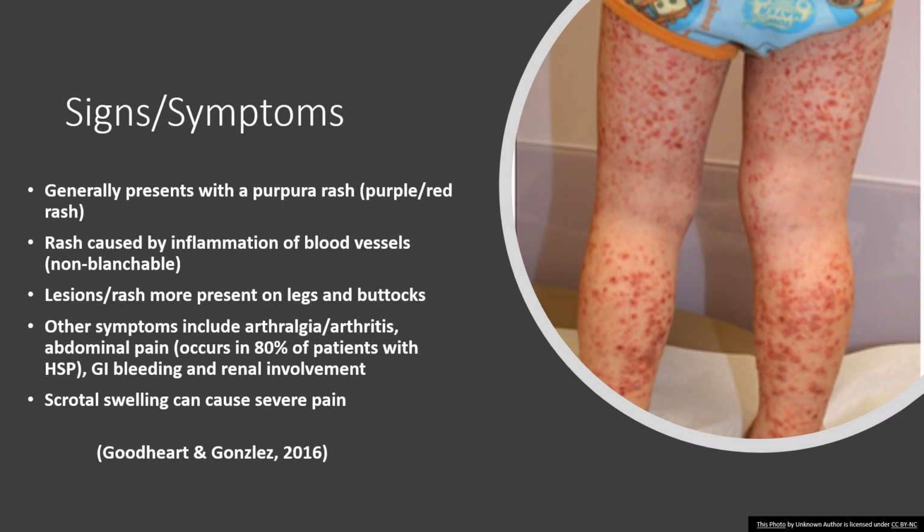Other symptoms of HSP can include arthralgia or arthritis, abdominal pain, which occurs in 80% of patients with HSP, GI bleeding, and renal involvement. Males can have scrotal swelling that can cause them severe pain with HSP.